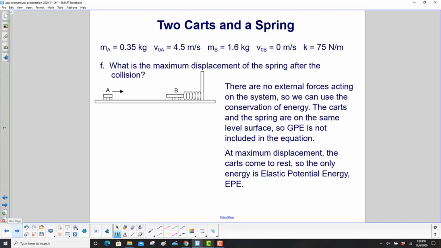What is the maximum displacement of the spring after the collision? So what happens is A hits B, and then they push in on the spring. There are no external forces acting on the system, so we can absolutely use the conservation of energy. We're assuming a massless perfect spring. The carts and the spring are on the same level surface, so we don't need to worry about GPE. It's the same before and after. And at maximum displacement, what does that mean? That means that the carts come to rest, so the only energy is elastic potential energy.